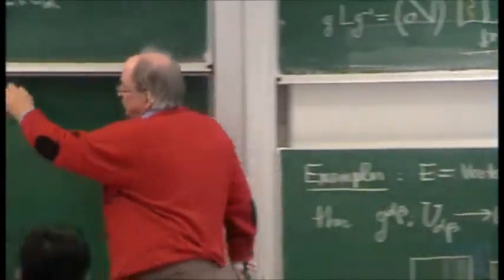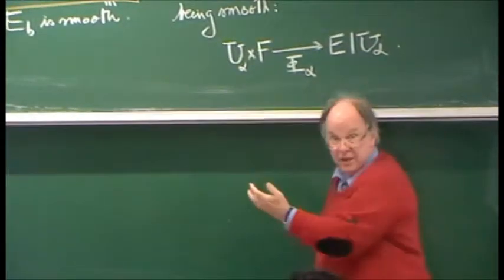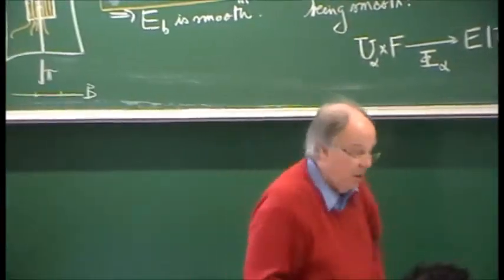Otherwise, you can encode the smoothness here. You can just require locally trivial and that these mappings are all smooth. It's the same thing because I'm making a smooth identification with this local trivialization. So, it's the same.